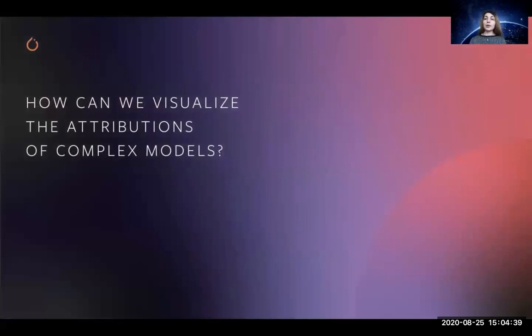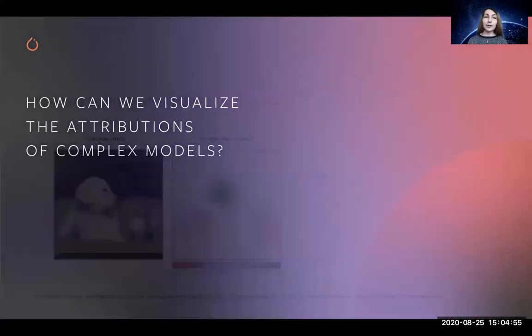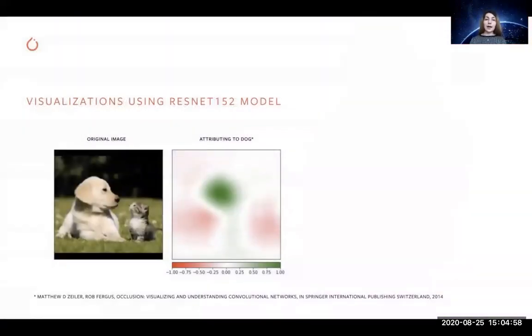So I showed all the different kinds of algorithms that we have in the Captum library and how you can use them for small toy examples. But how can we actually use it for real examples and how can we visualize attributions for complex models? Let's start with a computer vision example. I have here a pre-trained ResNet 152 model, and we use the occlusion algorithm, which is a perturbation algorithm, to attribute to the dog prediction.